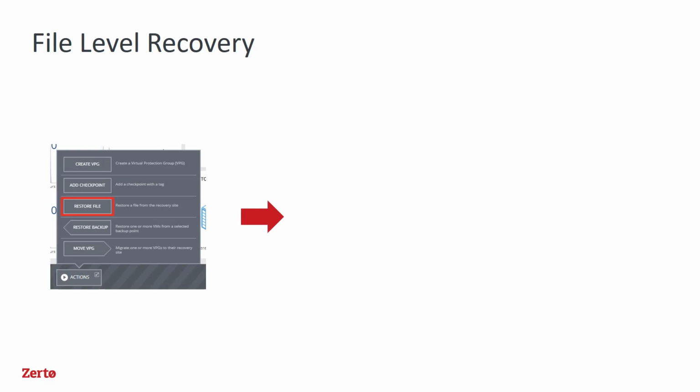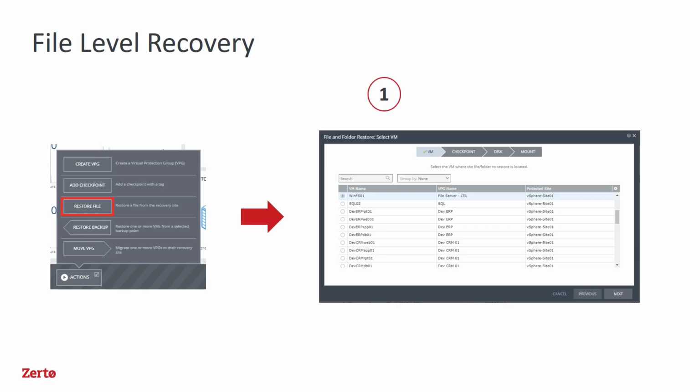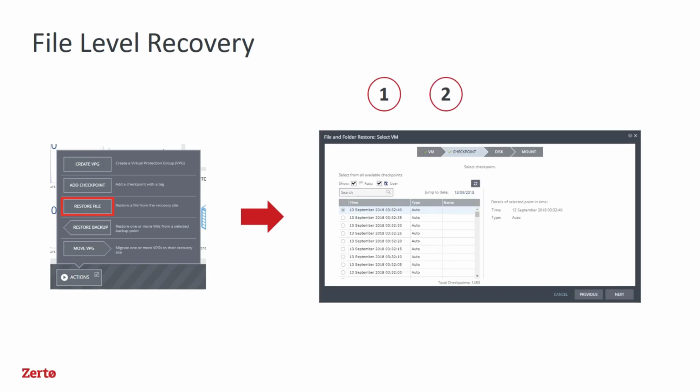So what we do right here is I'll actually show you, through the power of PowerPoint, a demo that can never fail, the file level recovery. So what we do is we go to Actions, which is located in the bottom left of the screen, you'll simply select Restore File. Now, you can pick a VM you want to actually recover that file from.